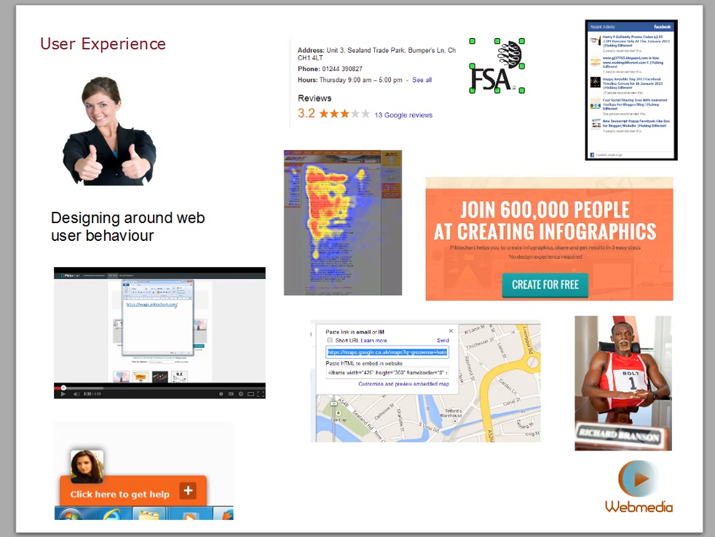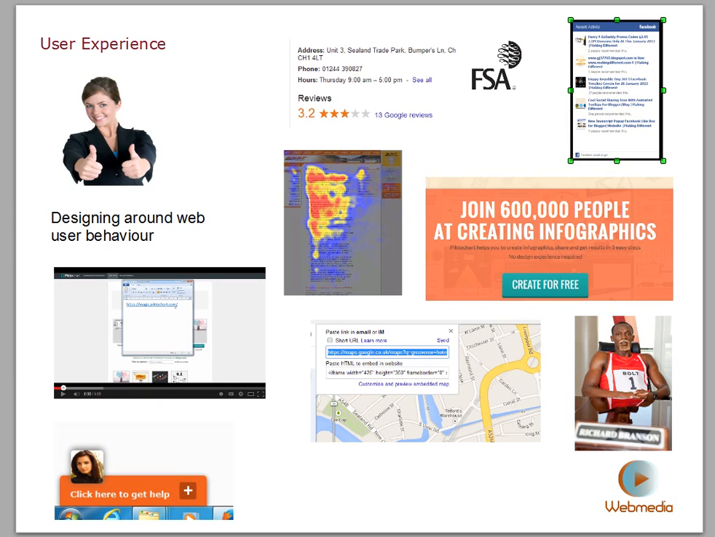The second thing is authority symbols. Here, if there's any kind of symbol that you can put on your website from an organization that is considered trusted and authoritative, people pick up on that visually, even if they don't know who the FSA is in this instance. They will still recognize it as a symbol of authority, and they will immediately transfer some of that authority to you and to your business.